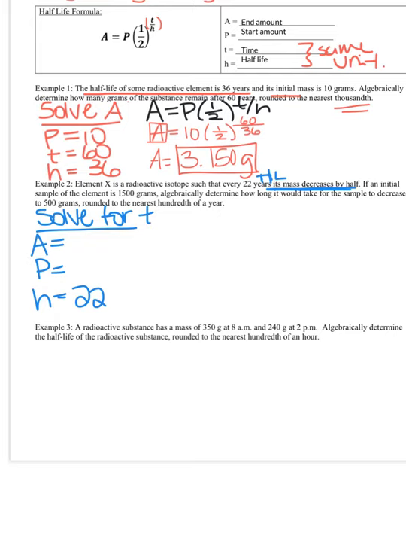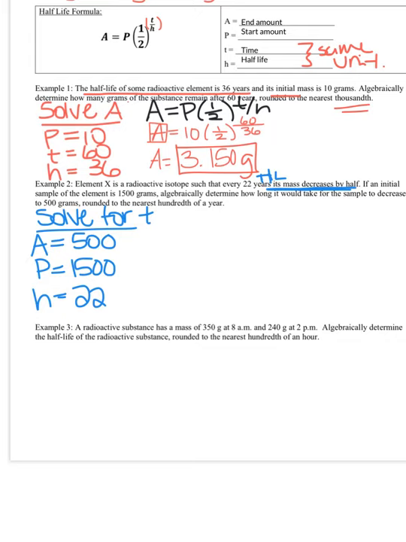A and P are talking about the size of it. So we either have 500 grams or 1,500 grams. Remember, we're supposed to be going down in size. If we're going down, that means that the starting amount should be more than the ending amount. So that's one hint that you can use.